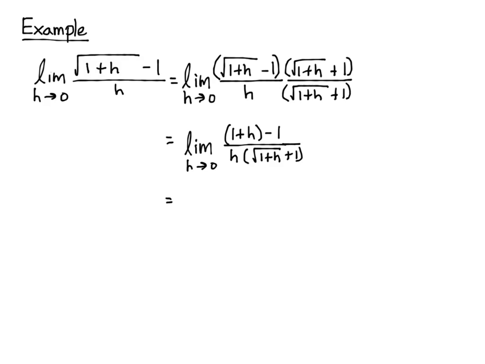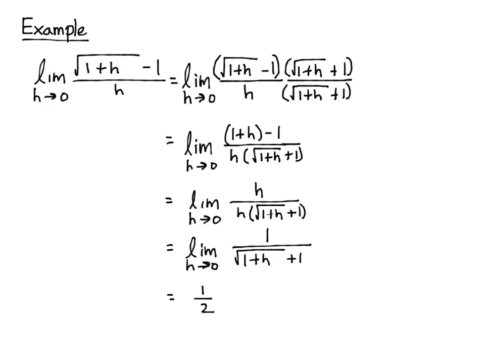And so we have now no longer a radical in the numerator, but 1 in the denominator. But the 1 in the denominator isn't going to hurt us because it's the sum, not the difference. And so if I simplify this, 1 plus h minus 1 is going to be h, and so I have h over h. And then this becomes 1 over the square root of 1 plus h plus 1. And look what happens. As h goes to 0, the square root of 1 plus h is going to go to 1, right?